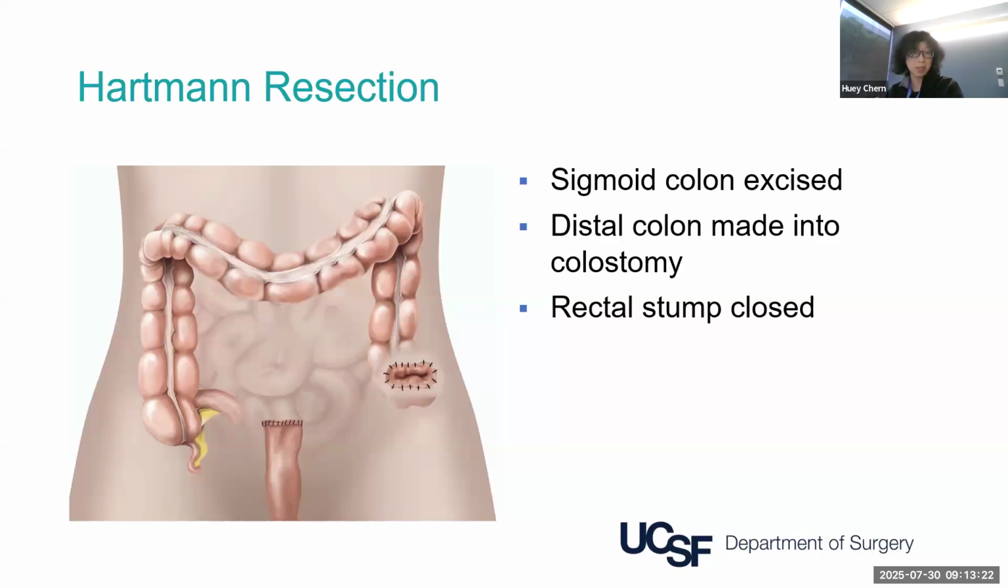So this is a Hartmann resection. The picture shows the sigmoid colon being resected and the distal part is closed. So that's the rectal stump. And then the proximal side of the sigmoid colon is created to form a colostomy.